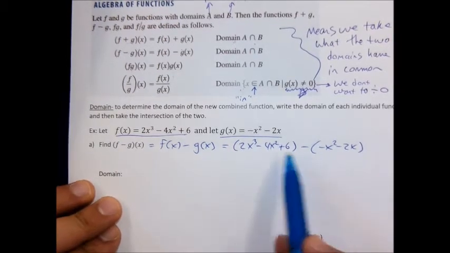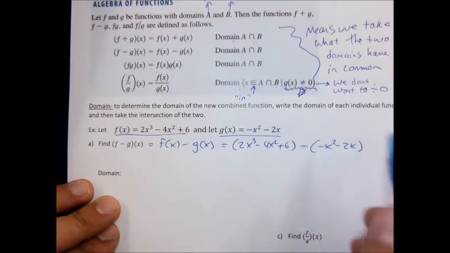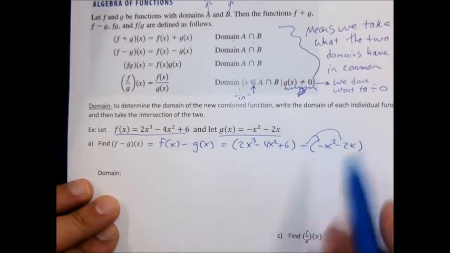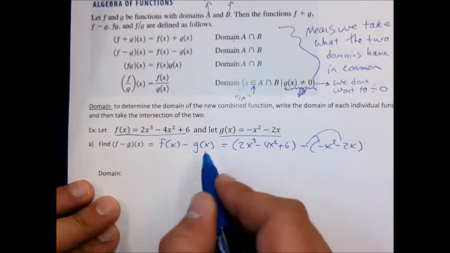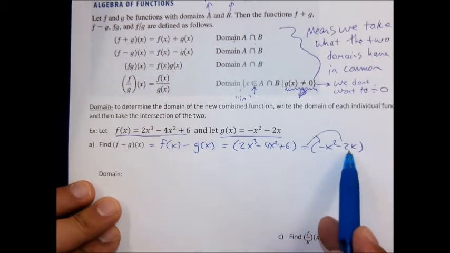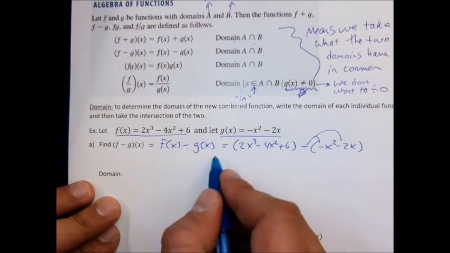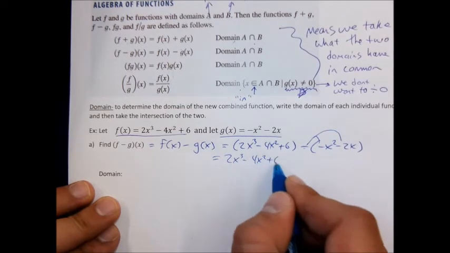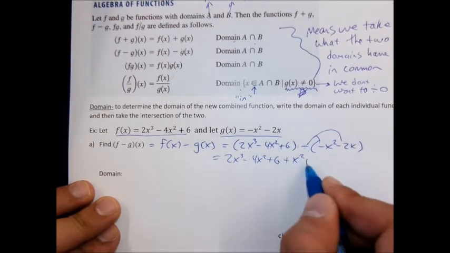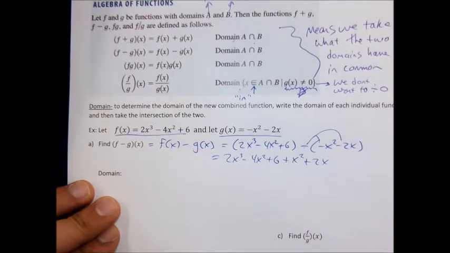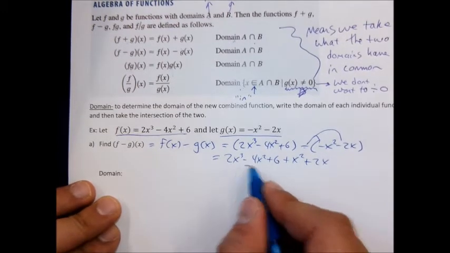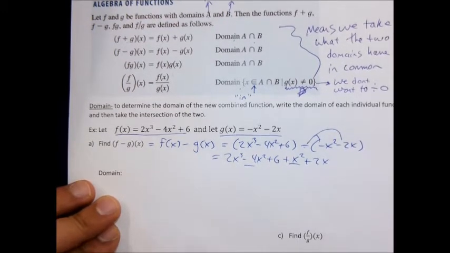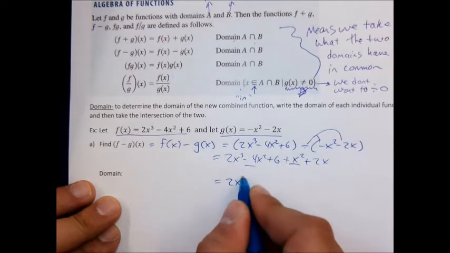Okay, and so then when we do the subtraction, I just want to point out that this minus sign distributes. Don't forget that. I'm seeing some people still forgetting that. And so that's going to make it a plus x squared and a plus 2x, right? And so we'll get 2x cubed minus 4x squared plus 6 plus x squared plus 2x. And then we can just combine like terms. We got a couple x squareds in there. So I'm going to add them together.